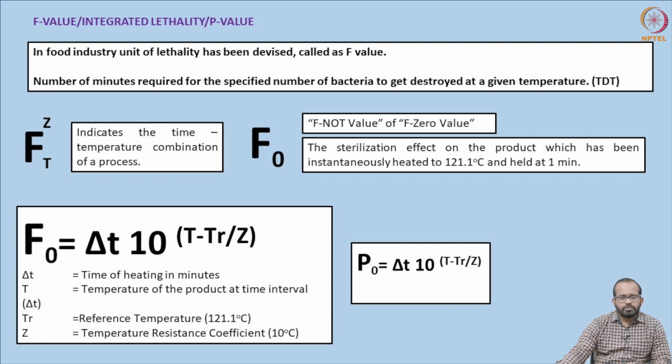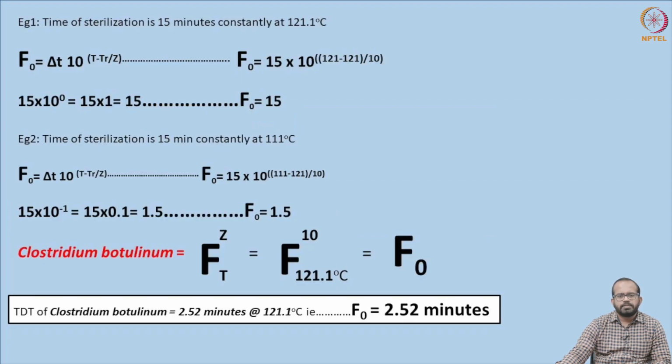To calculate F0, it is delta T into 10 raised to (T minus TR) divided by Z, where delta T is the time of heating in minutes, T is the temperature of the product at the time interval, and TR is the reference temperature, which is 121.1 degrees Celsius. The Z value is the temperature resistance constant, which for Clostridium botulinum is 10 degrees Celsius.